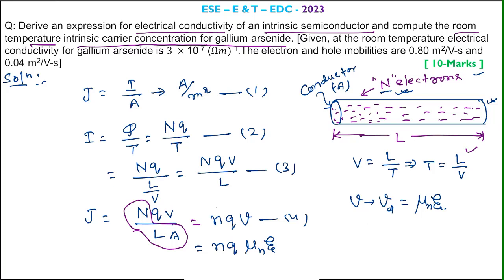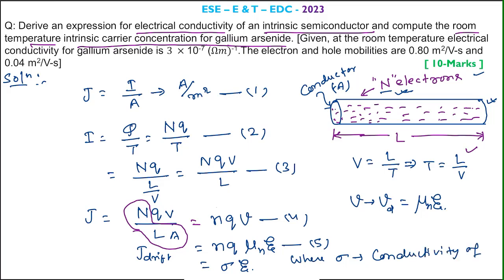Now this J is the current density, which we got as n Q μn E. This is the current because of the electric field, which is the reason this current is called the drift current density. Let's say this is equation number 5. This can be written as n Q μn = σ, so J = σE, where this σ is called the conductivity of the conductor.